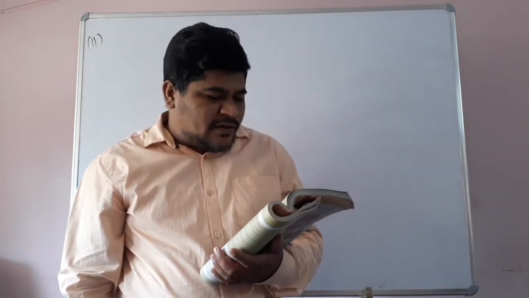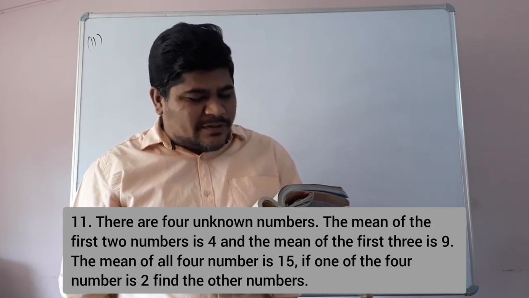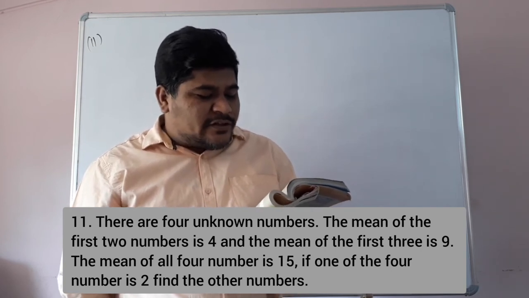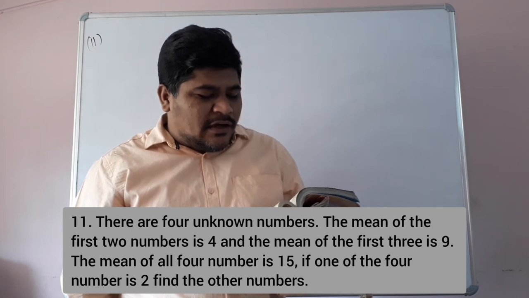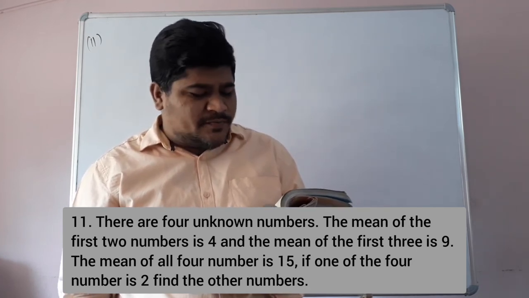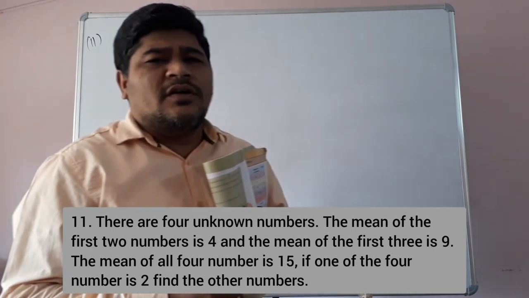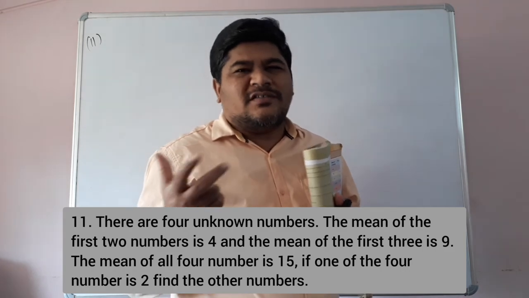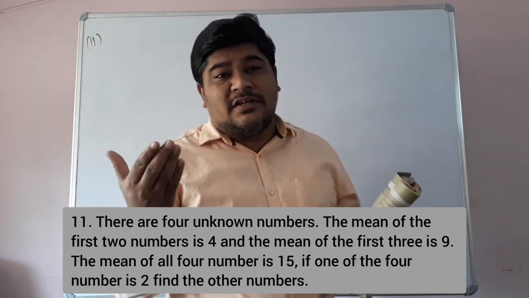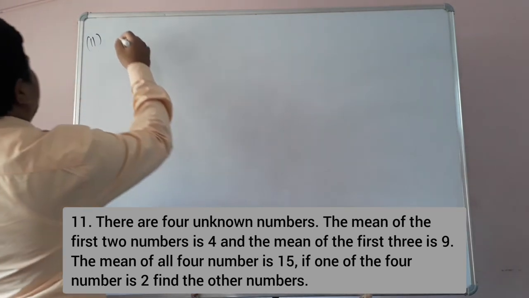Children, let's see problem number 11. There are 4 unknown numbers. The mean of the first 2 numbers is 4 and the mean of first 3 numbers is 9. The mean of all 4 numbers is 15. If one of the 4 numbers is 2, find the other numbers. Children, there are 4 numbers, and we don't know what they are. So first we have to assume those 4 numbers like this.